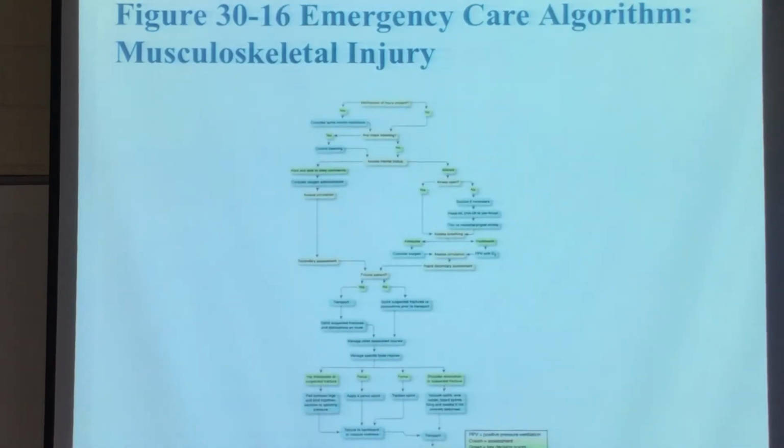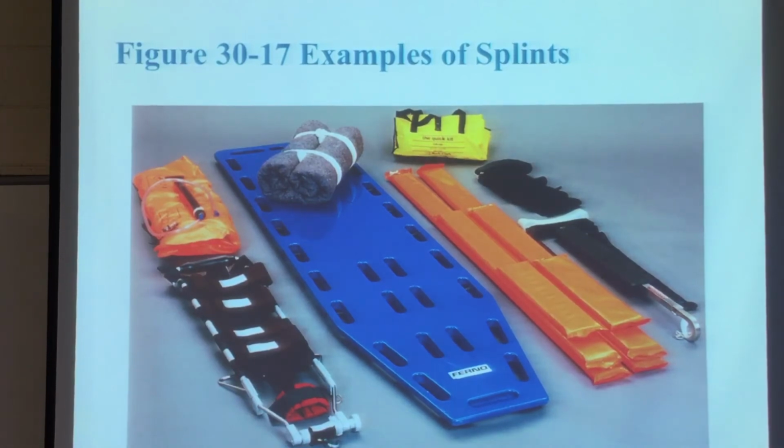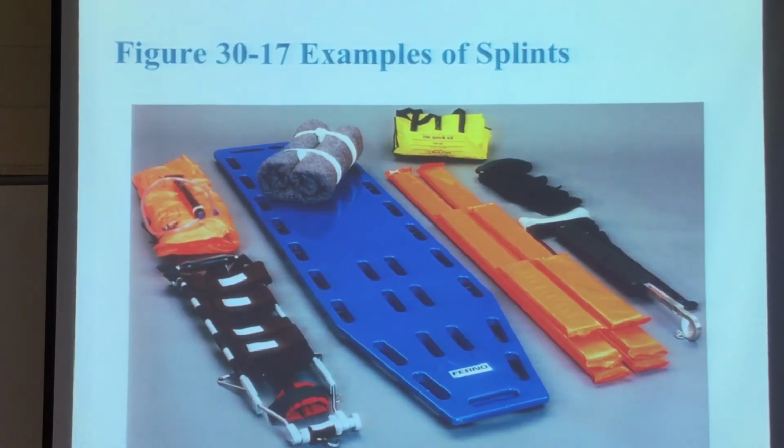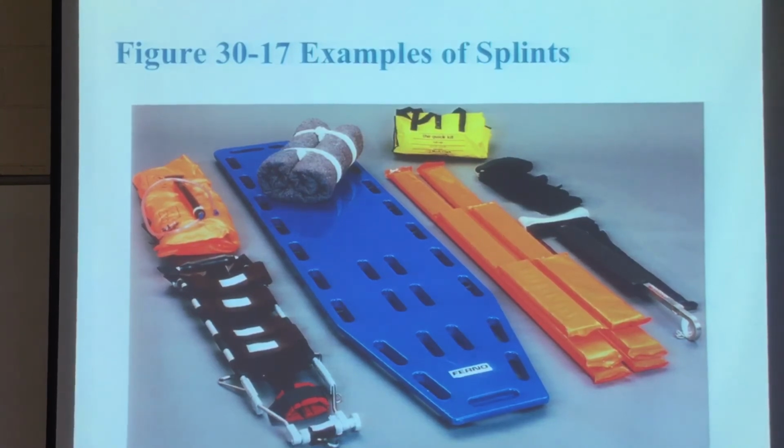Here's more of a flow diagram, and if you'd like this method, we can use other things to splint up angulated, fractured appendages, limbs, arms, or legs. One we have is a vacuum splint, a traction splint, which is on the left side. You have a spine board and some wrapped up blankets. Then you have some padded splints, and it goes on down to other kinds of mechanical ones.